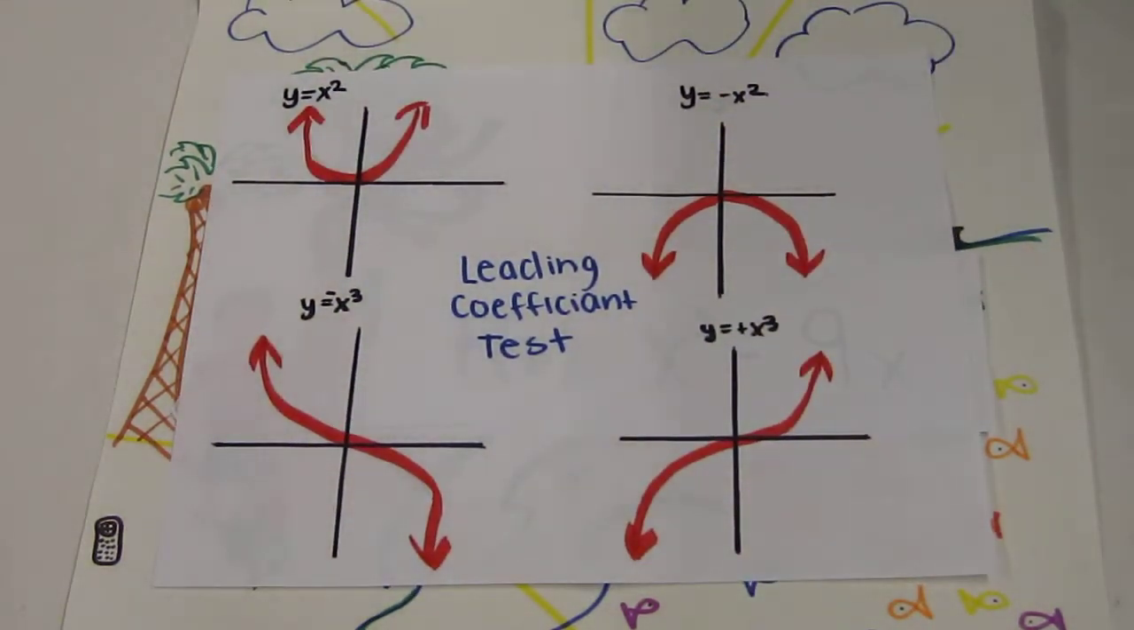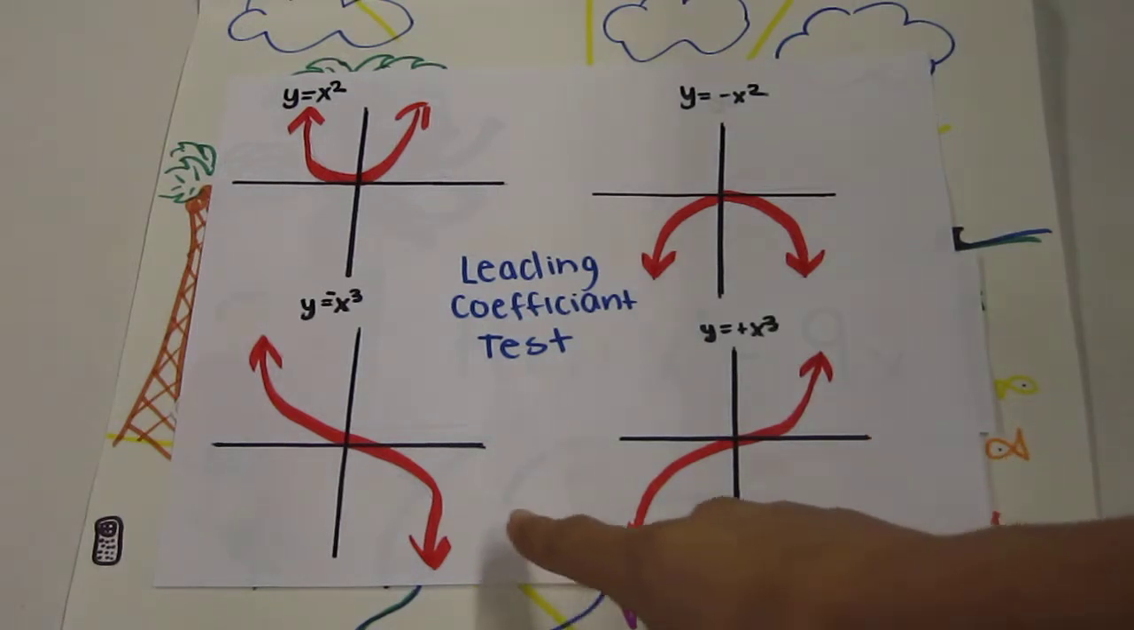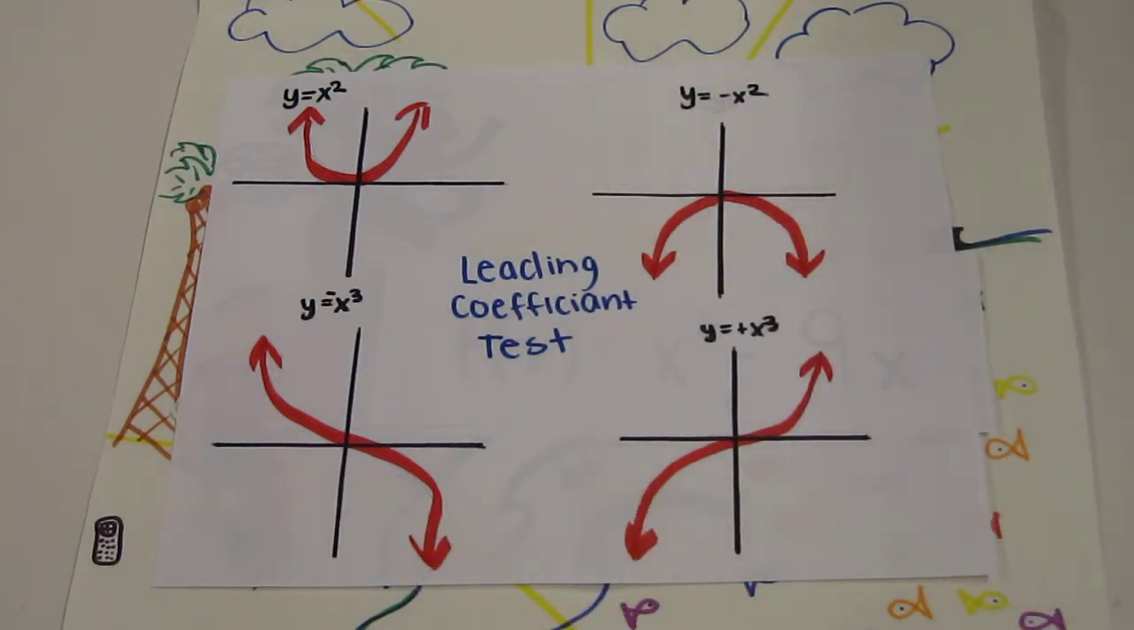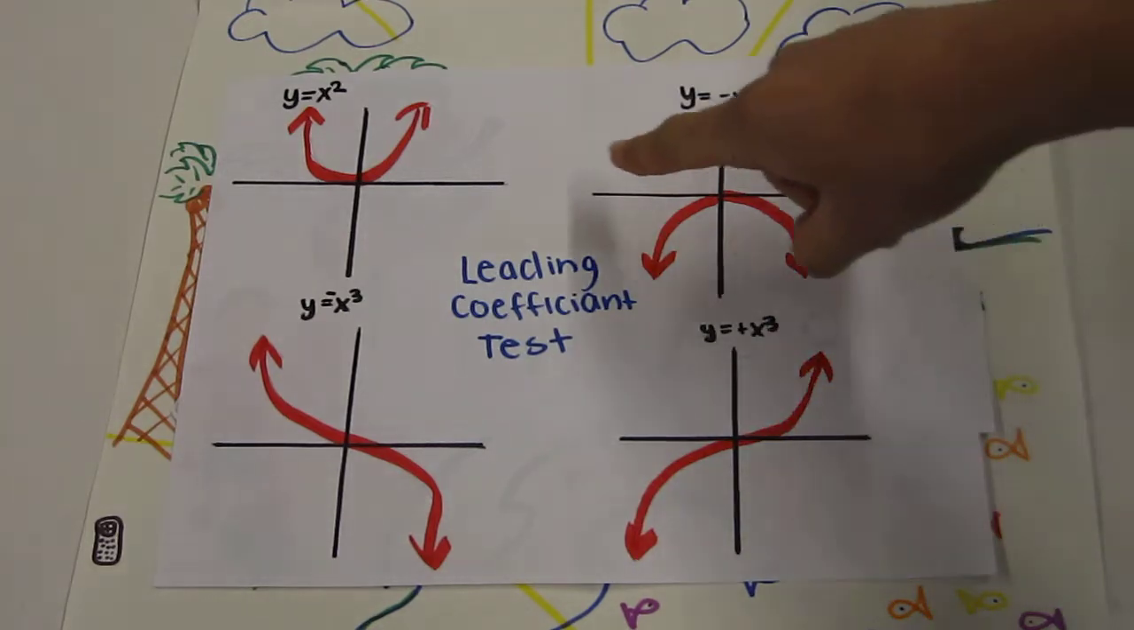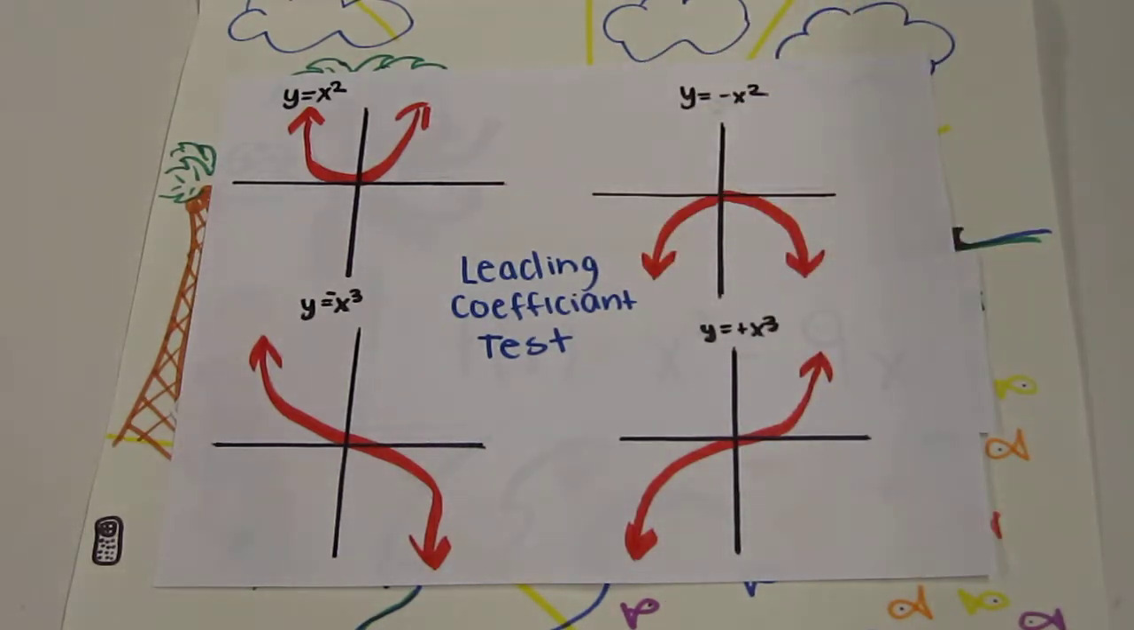Find the leading exponent. In this case, it is x to the third. If this is an odd number, like 3, the graph will rise to one side and fall to the other. If it had been an even number, such as 2, both ends of the graph would have either risen or fallen. Next, take the coefficient of the leading exponent and determine if it is positive or negative.